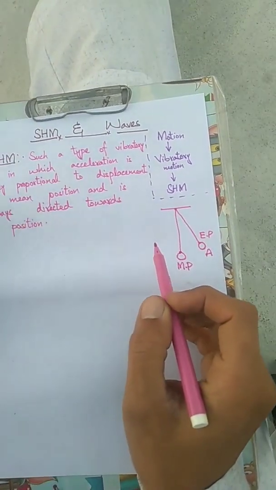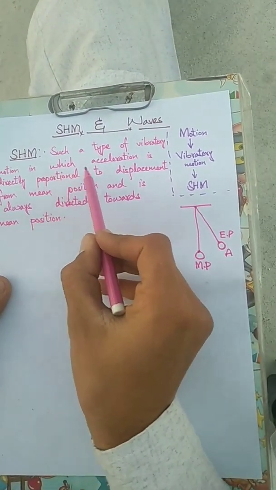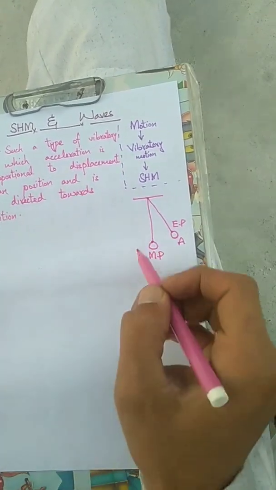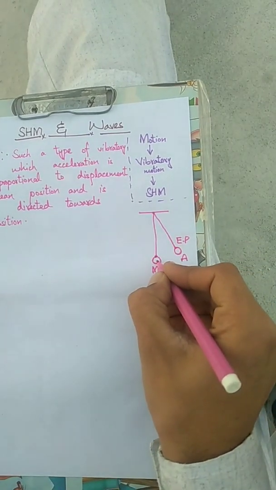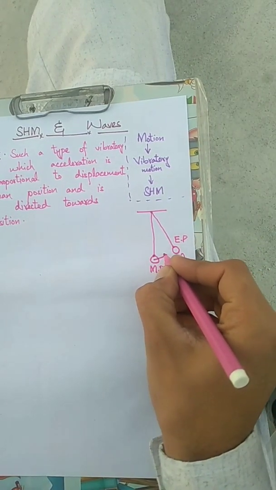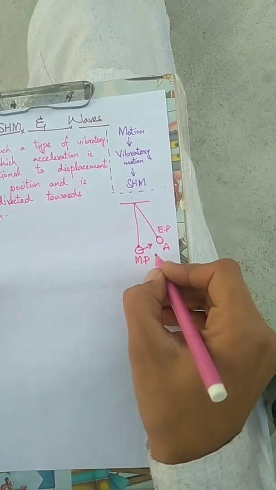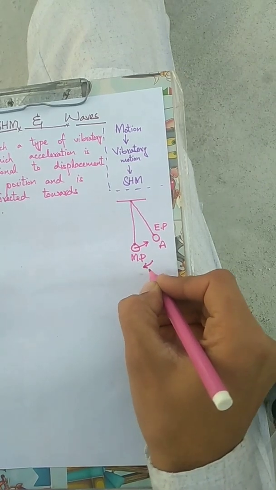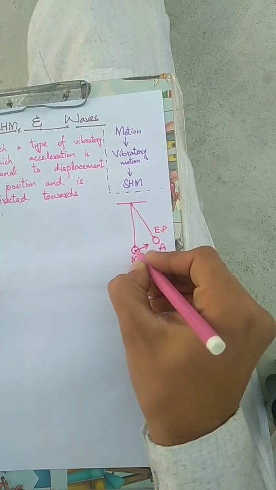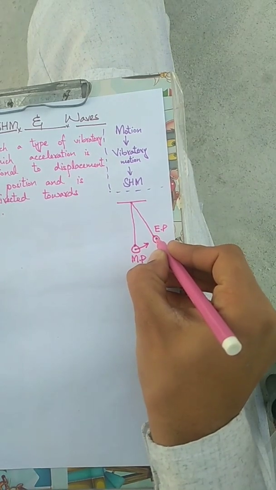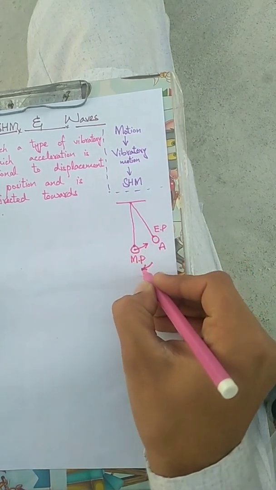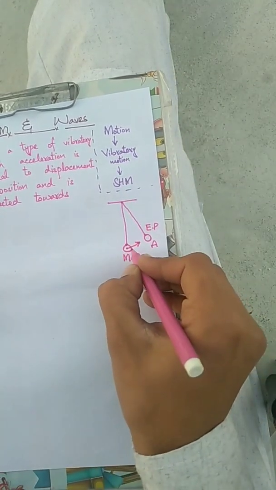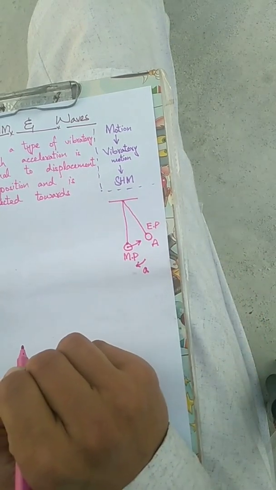How can we understand this definition? Such a type of vibratory motion in which acceleration is directly proportional to displacement. Let's take its first part. If this mass is moving from this mean position towards this extreme position, then its acceleration will be directed towards the mean position. That is, the direction of this acceleration will always be towards the mean position, whether the object is moving towards the extreme position or coming back from the extreme position towards the mean position. So the direction of acceleration is always towards the mean position, and acceleration is directly proportional to displacement from the mean position.